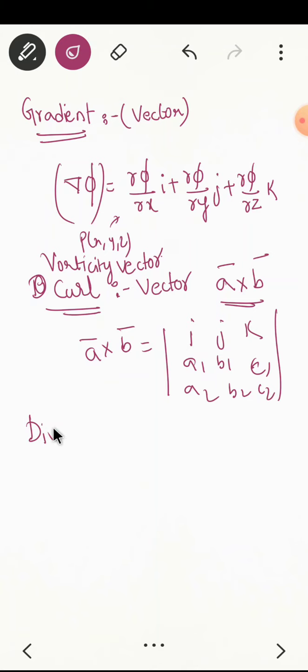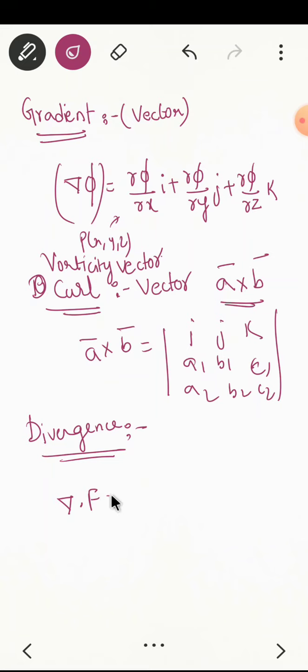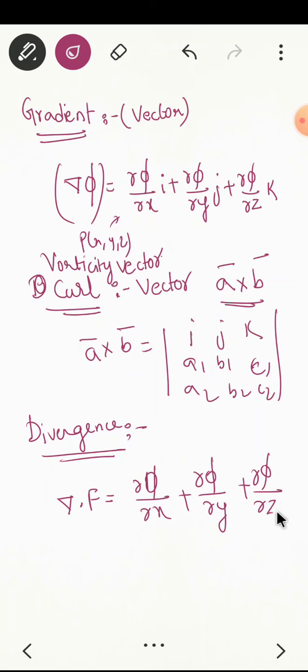Then divergence of a vector. Divergence is very easy. That is del dot f. That means dou given function with respect to x plus dou given function with respect to y plus dou given function with respect to z. This is actually a scalar. If they have given x, y, z points, substitute and you will get a value. That is gradient. Then what else do we have? Directional derivative. Very, very important.